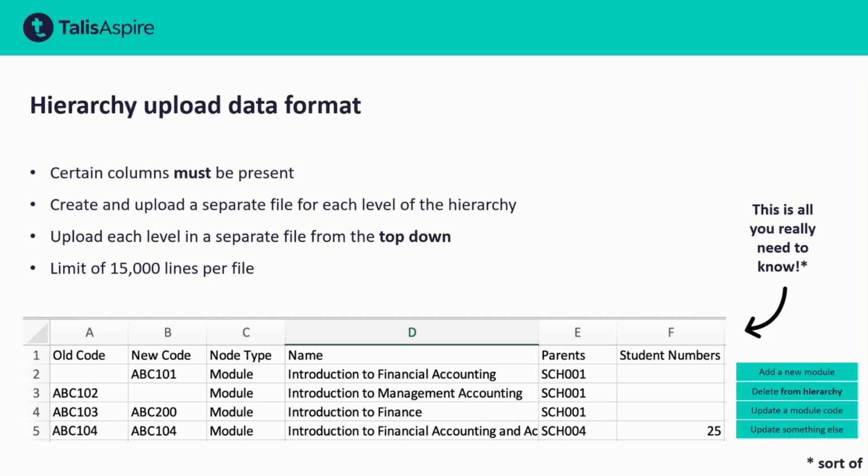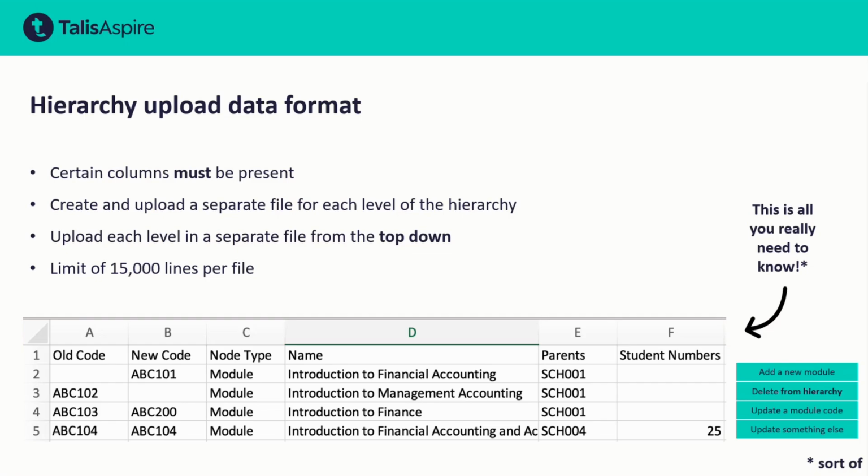So this image down at the bottom, that's when I say that this is everything that you need to know about the bulk hierarchy update. This is what I mean, this image here. You can see we've got 5 rows. We have our column titles in the first row. In the second row down, we have nothing in the old code section. We have ABC 101 as our new code. We have module as the node type, and we have the name of the module as well as the parent code.